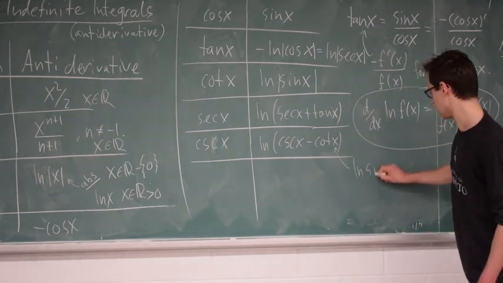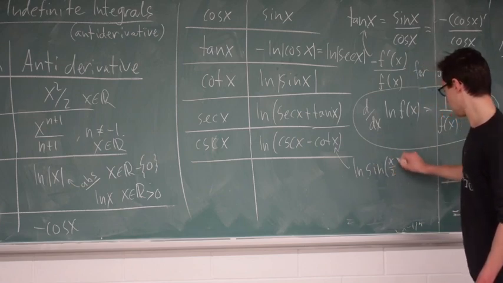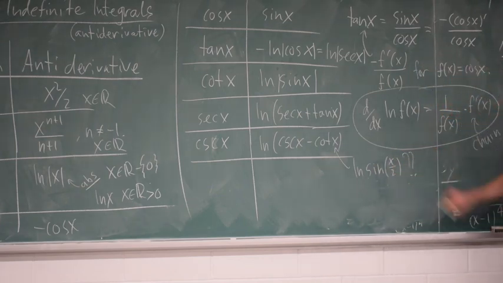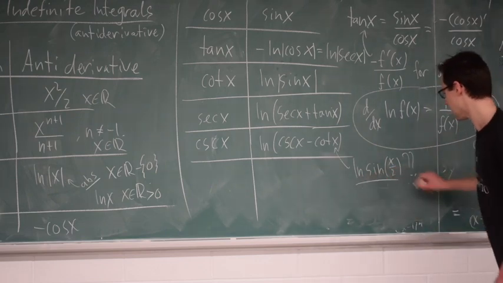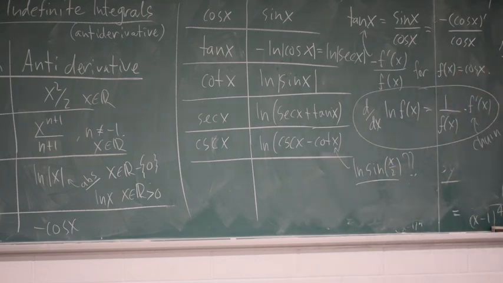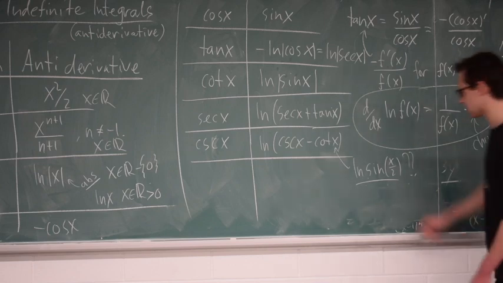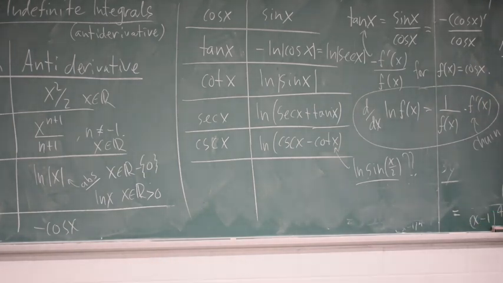I think it's something like this. Yeah, but actually, confirm me. I'm not sure if it's exactly sine of x over 2. Maybe it's ln of cosec x over 2. Yeah, I think it's that. Cosec is cosecant.